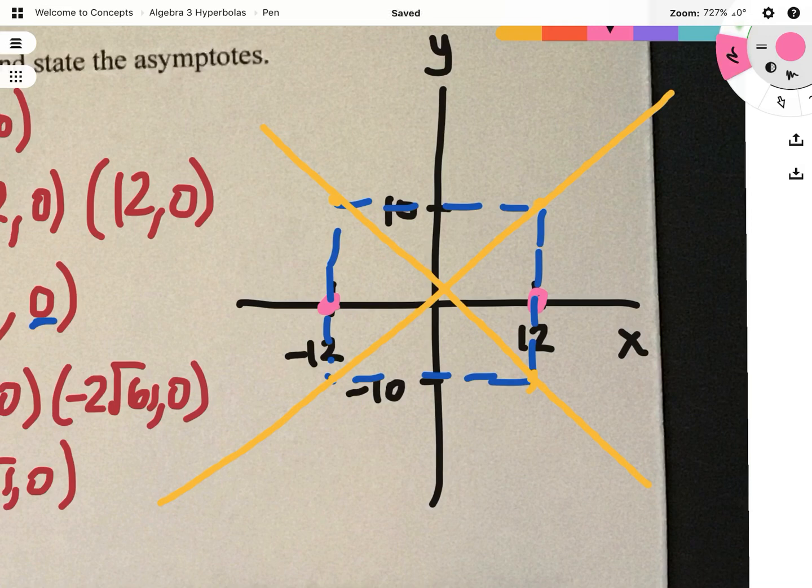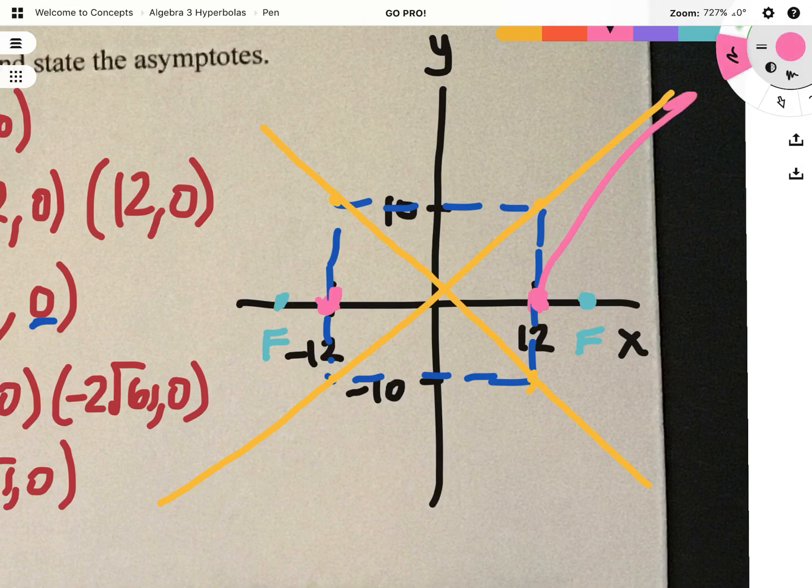Okay, let's go back to our pink. Okay, so we have our vertices here and here. And then we have our foci, which are some point out here. That's our focus and our focus. And that is 2 root 61 comma 0. Let me just grab my calculator and do that real quick. I'm just curious exactly what it is. 2 times the root of 61. So 15.6. So a little bit greater than 12. So that's about right. Okay.